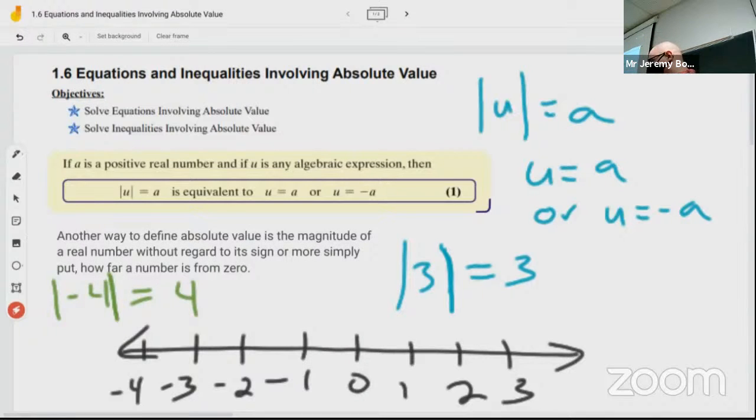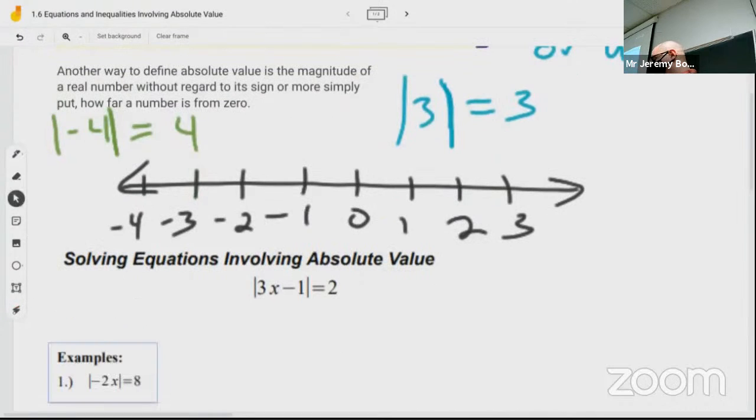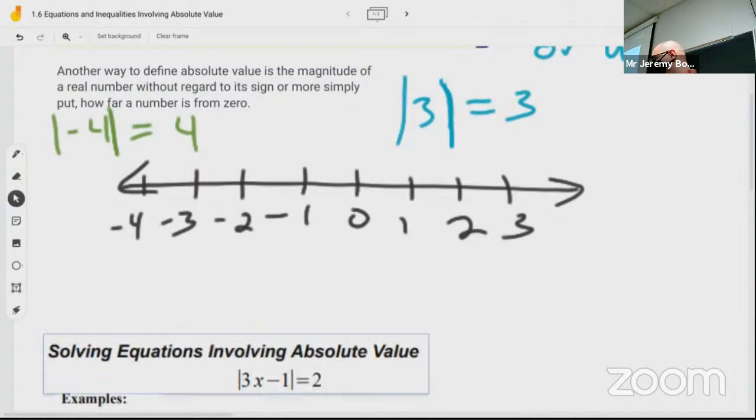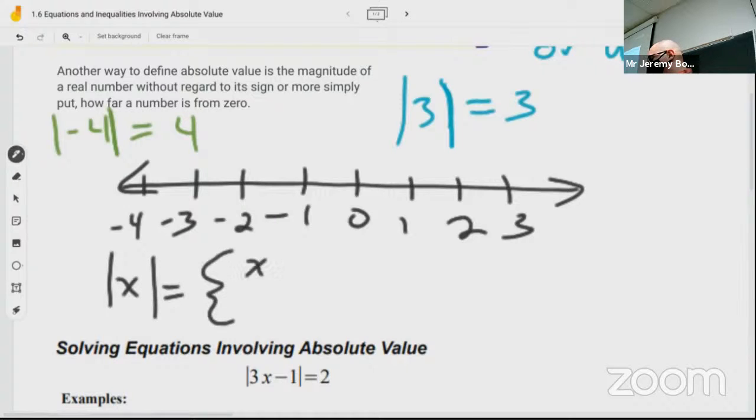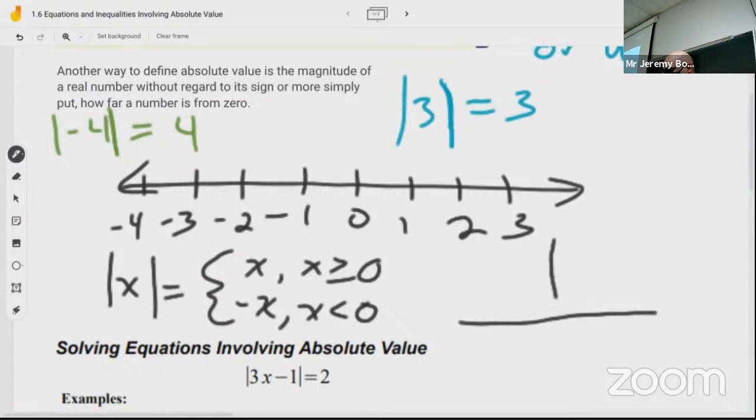There's another way to define absolute value, and that's with a piecewise defined function. You can define it such that the absolute value of x is equal to x if x is greater than or equal to 0, and it's negative x if x is less than 0. So basically you negate it if it's negative, and so it becomes positive. We usually talk about this later in the semester, but why not bring it up now? The graph of absolute value looks like a V.